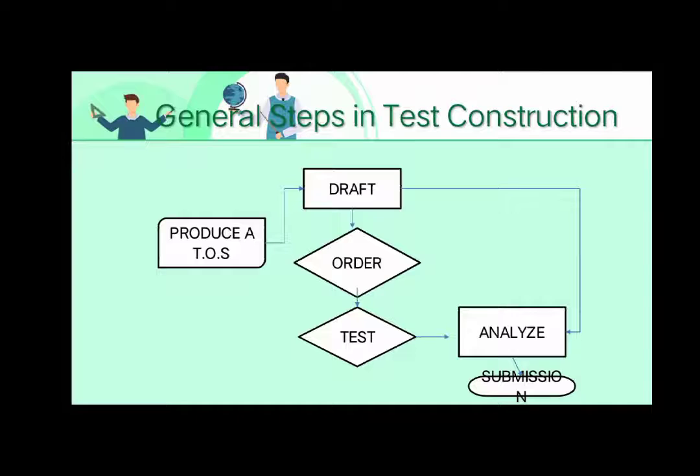The next step is the test. In this step, we should determine the test types for each objective. And the next step is analyze. In this step, we should polish your table of specifications. Make sure that you have covered all the important topics that you wish to test. And the last one is the submission.